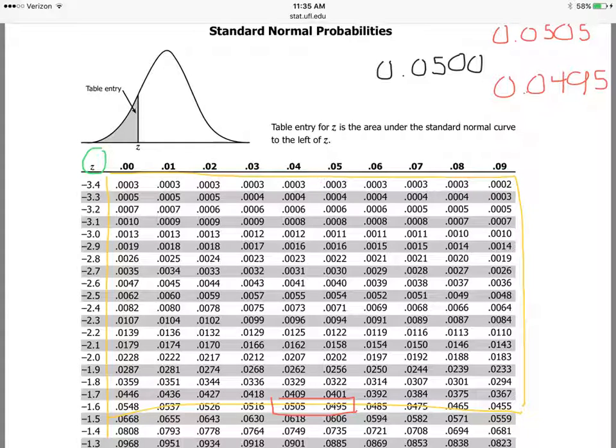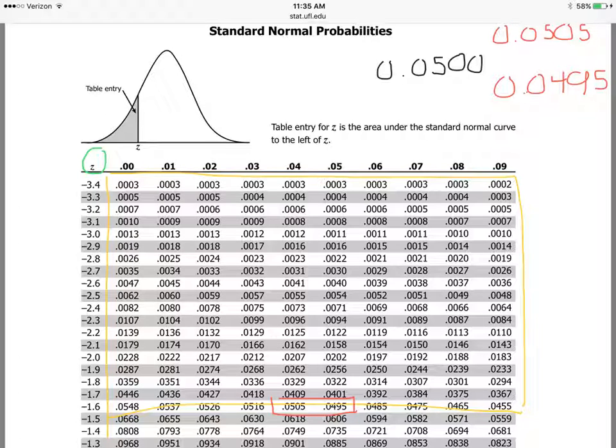I determined that those differences, or distances from 0.05, were the same by subtracting. I took the bigger number, 0.0505, minus our 0.05, and I took the 0.05 minus the number that's smaller than it, 0.0495. And again, each of them was 0.0005 away from our cumulative area given.